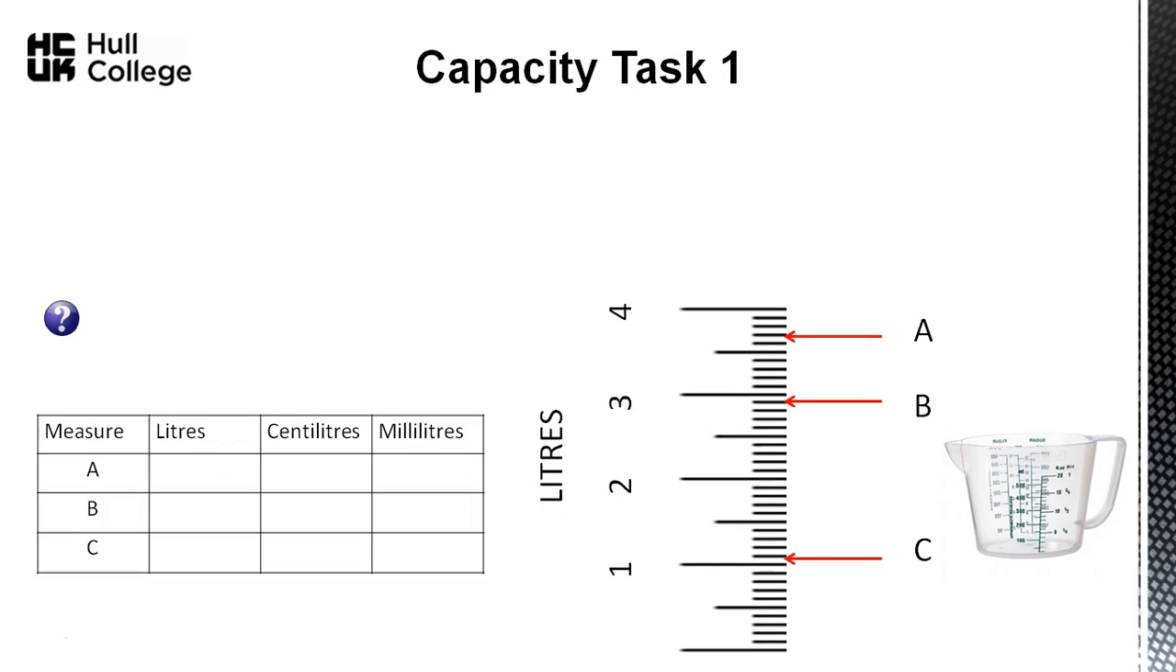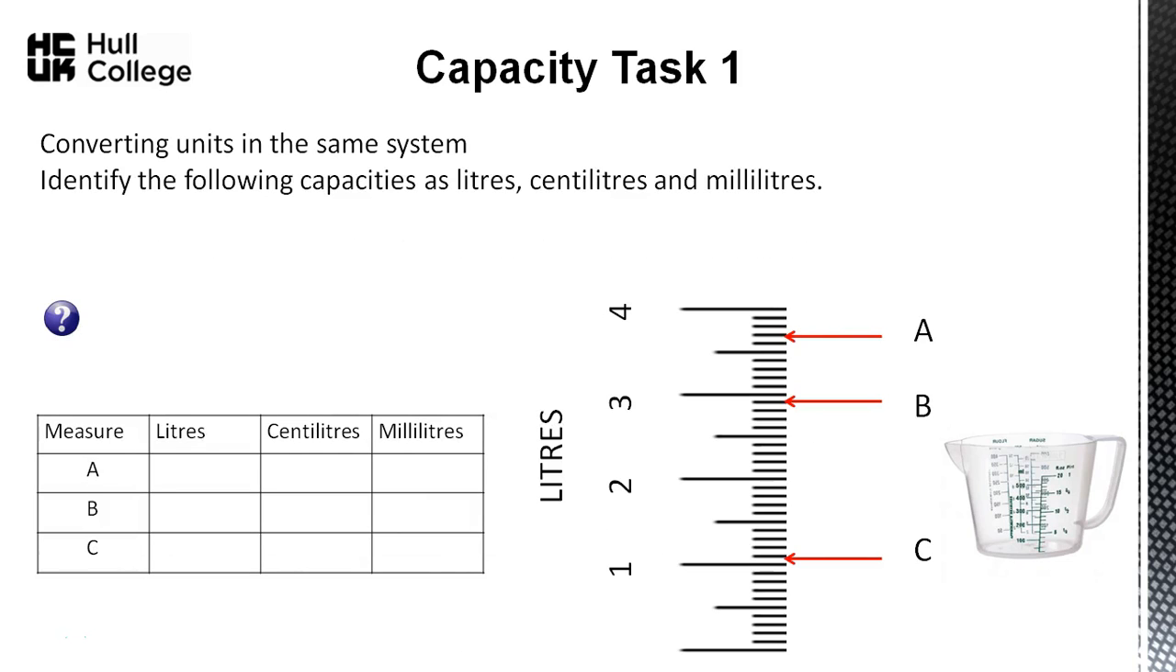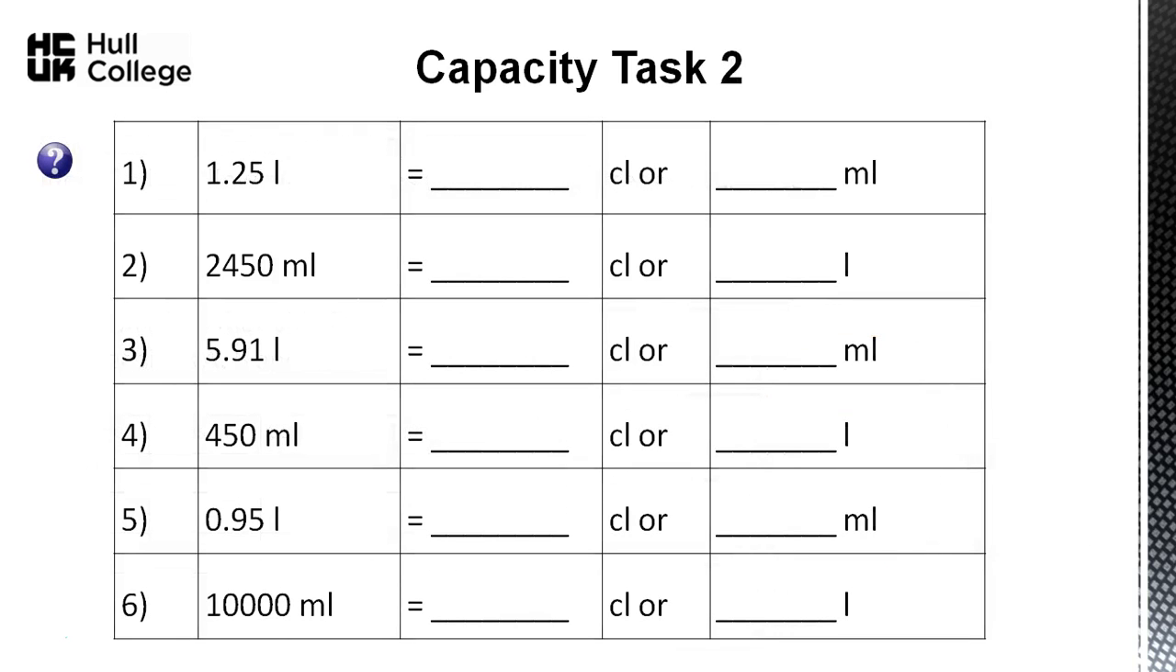So, capacity task 1. Converting units in the same system. Identify the following capacities as litres, centilitres and millilitres. Draw the table below. Make sure you pause the video while you do this. Then, complete the table for readings A, B and C. Here are some more questions. Write out the questions and then fill in the blanks. Remember, be careful. See what unit the question starts with and then what you're converting it to.